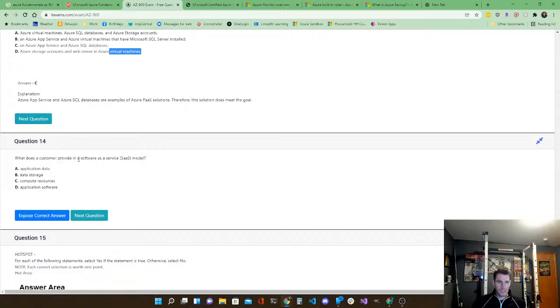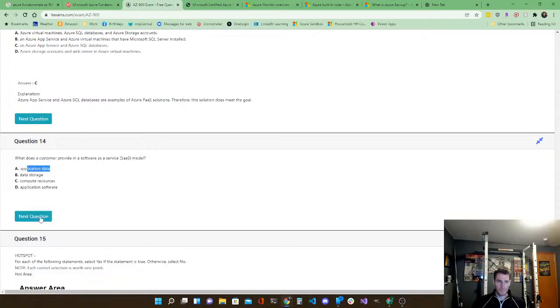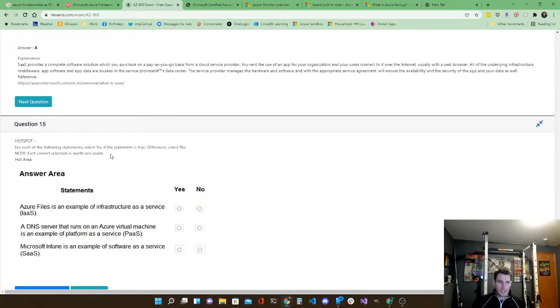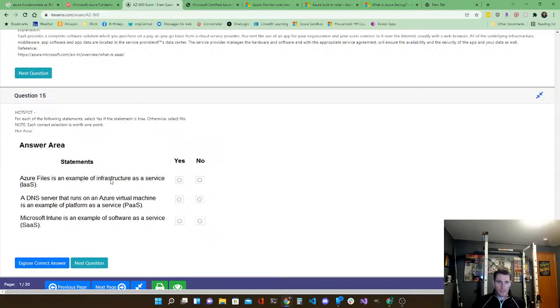What does a customer provide in a software as a service model? Application data. They're not providing data storage, not compute resources, and not the application software. So it's just their own data that they're bringing. Okay. Next is the following statement. Select yes. Okay, yeah. Azure Files is an example.